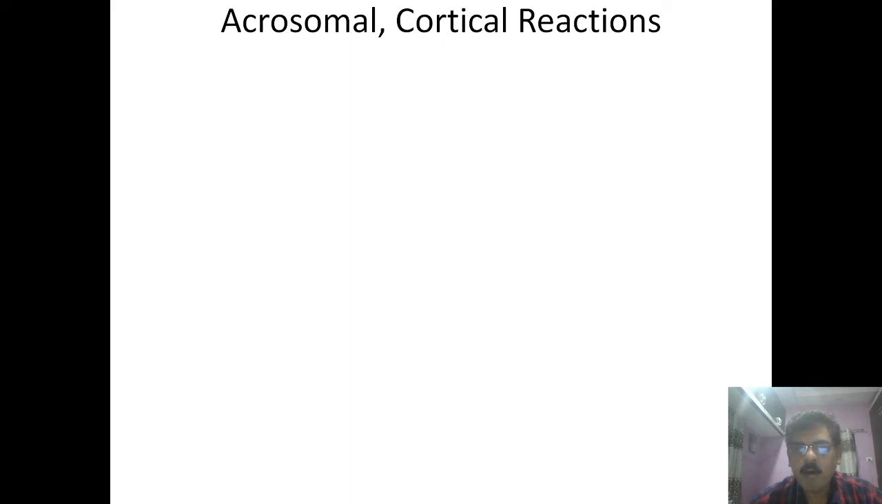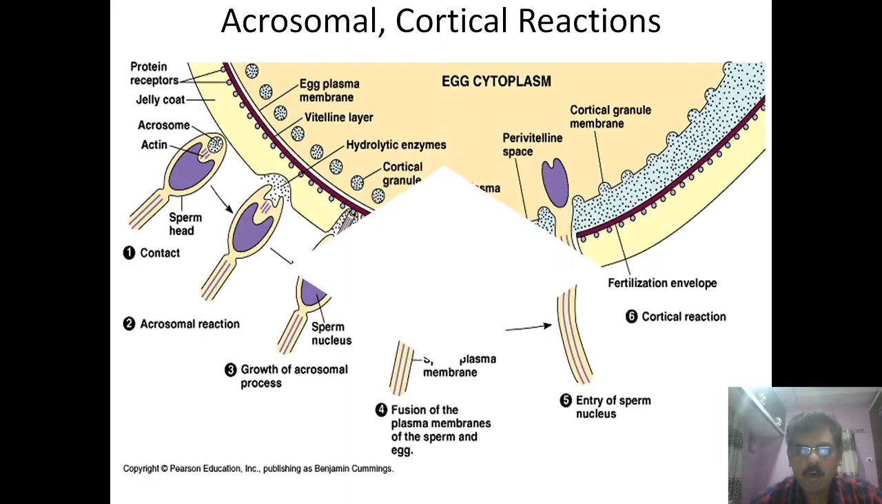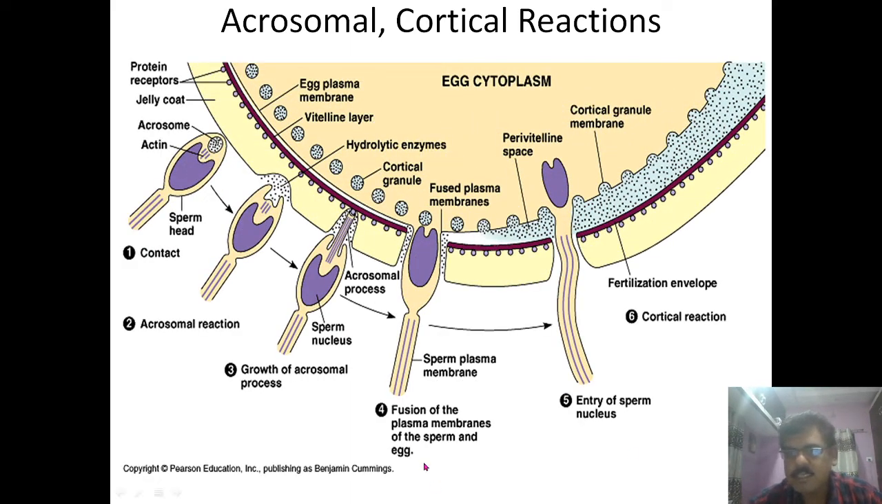Then the acrosomal or the cortical reaction happens, and it forms this cortical membrane which avoids polyspermy. This is the first step, that is contact and recognition, and the second step is the acrosomal reaction, where the acrosomal content is released and the jelly coat is dissolved.